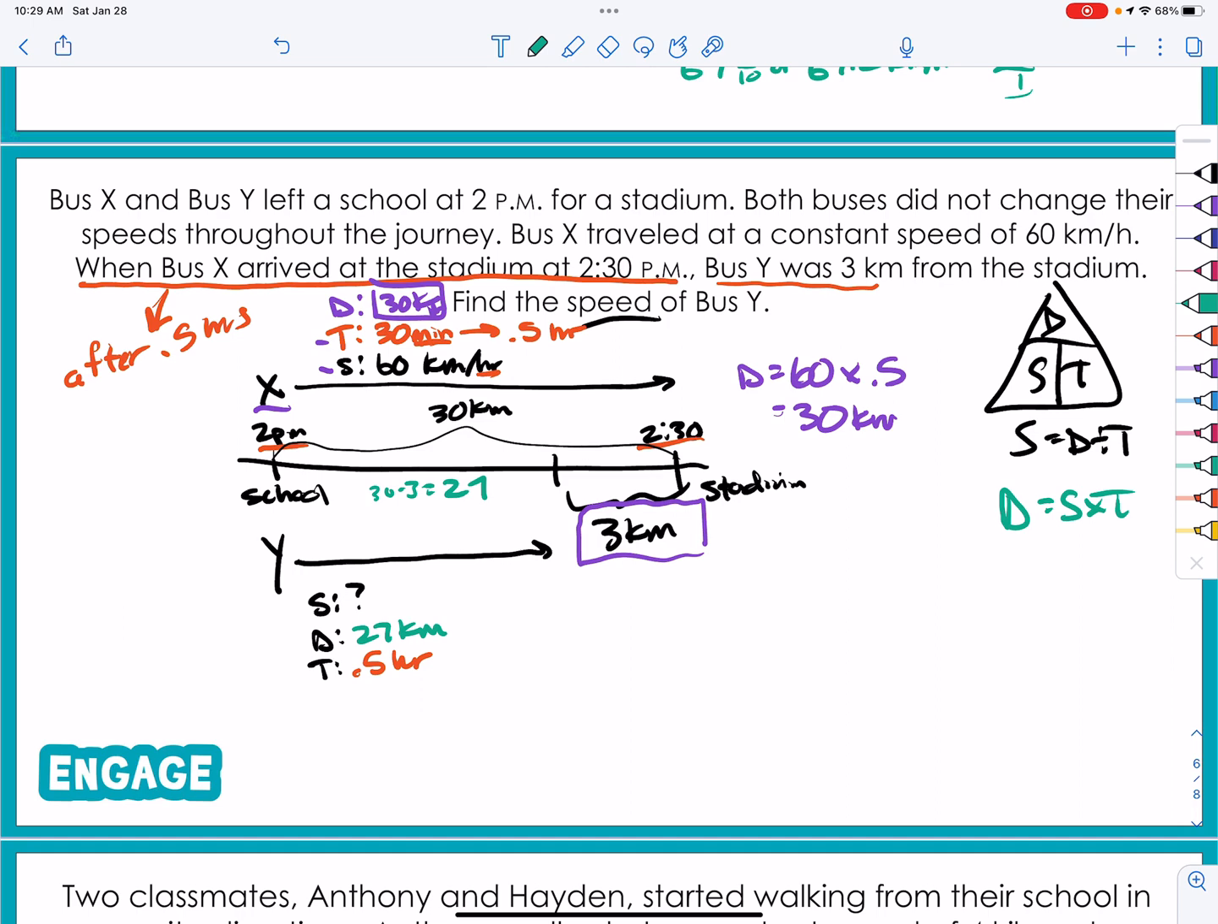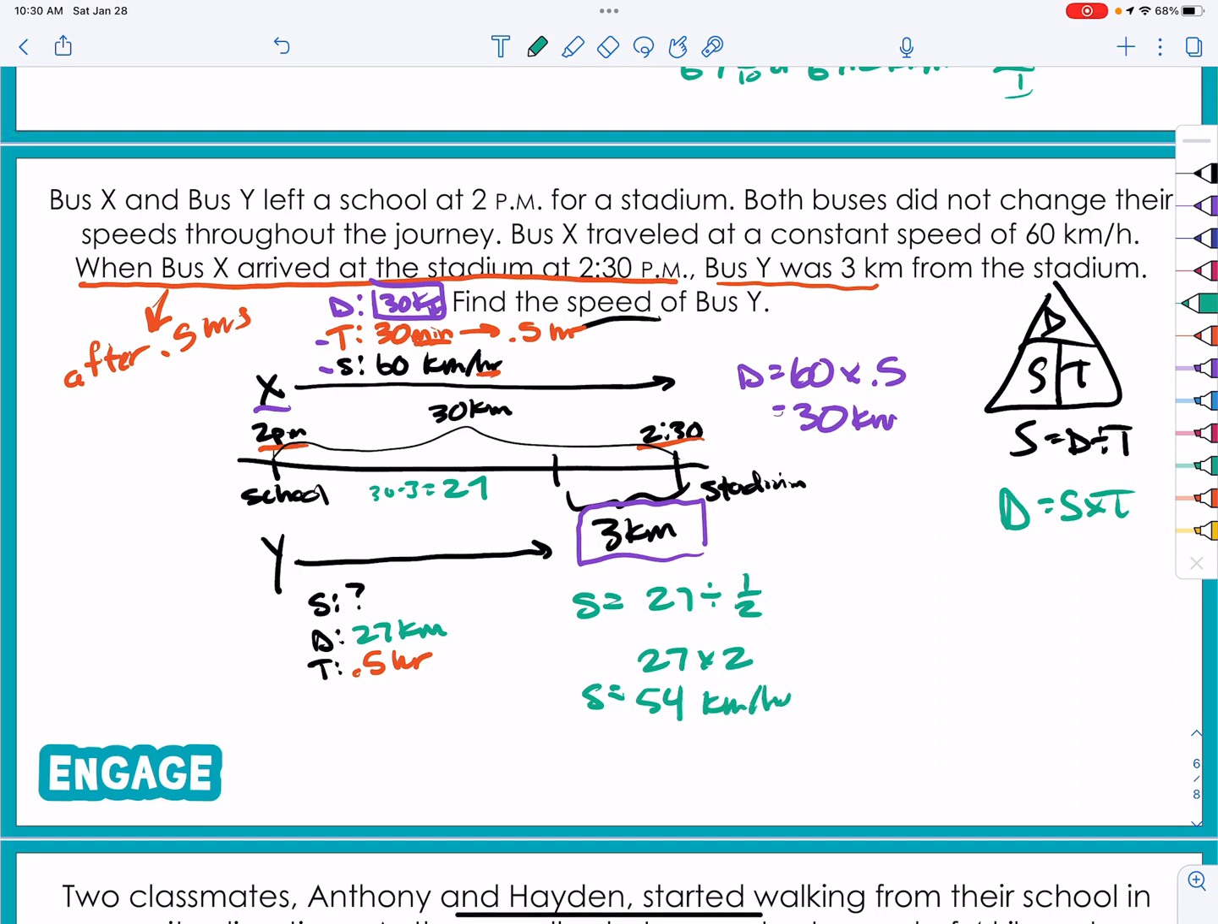Ooh, check it out. We now know distance and time for Bus Y. So our speed for Bus Y is our distance, 27, divided by 1/2. Now, dividing by 1/2 is the same as multiplying by the reciprocal, which is times 2. So the speed of Bus Y was 54 kilometers per hour.